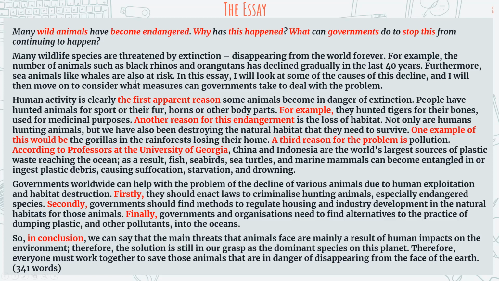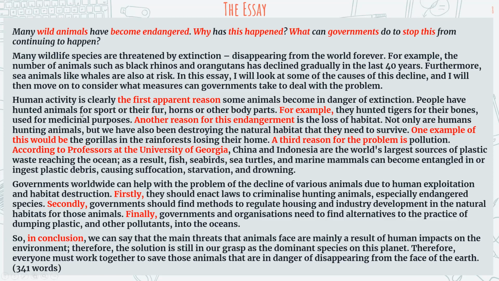Human activity is clearly the first apparent reason some animals become in danger of extinction. I didn't say become endangered. I didn't say threatened by extinction, because I don't want to repeat the same words, okay? I said become in danger of extinction. Okay, they practically mean the same thing, or nearly the same thing. Become endangered, threatened by extinction, or in danger of extinction.